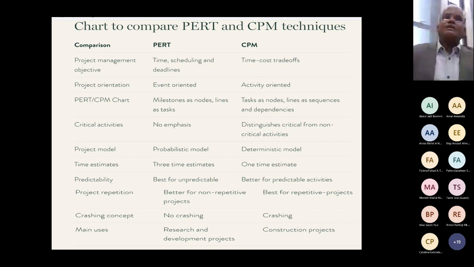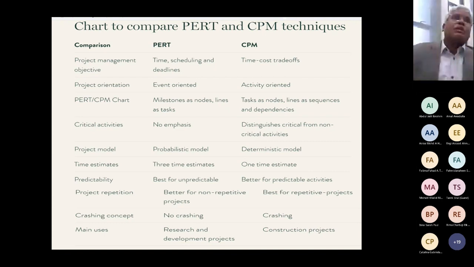In terms of critical activities, the PERT places no emphasis, whereas CPM places a lot of emphasis on this, that is distinguishes critical from non-critical activities. The next component, project model, PERT deals with probabilistic model, and CPM deals with the deterministic model. The component on time estimates, PERT deals with 3-time estimates and CPM deals with 1-time estimates. In terms of predictability, PERT is best for unpredictable nature of modeling, whereas CPM better for predictable activities.